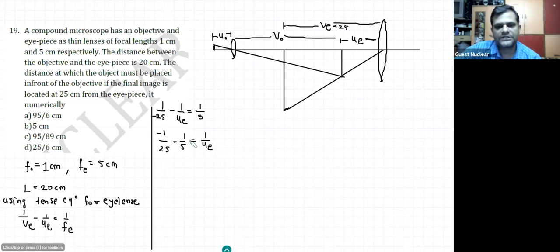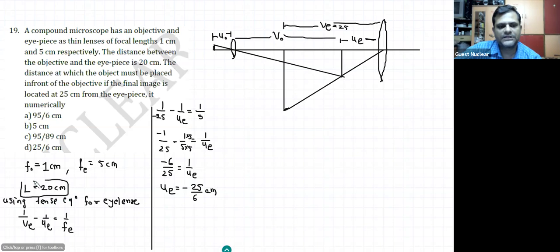and then we'll be able to get this. So now here, if you multiply and divide this by 5, what will happen? Here it will come -1 -5, that means -6, and that is to be divided by 25 as it is. That is going to be 1/UE actually. That means UE is going to be minus of 25/6 centimeter, right? So we have got UE, okay fine.